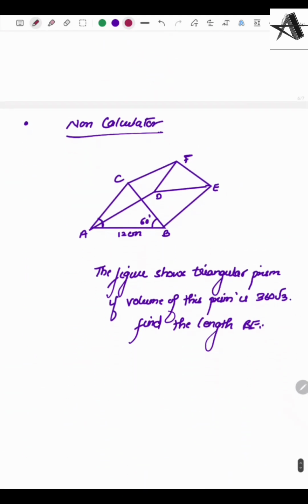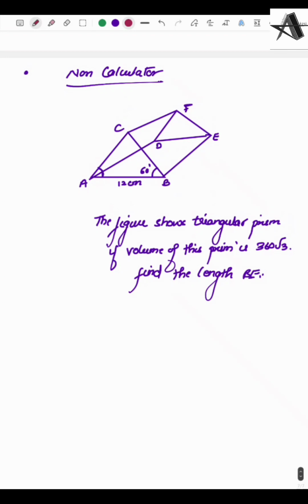Moving on to the next one. Here it's specifically mentioned that it's a non-calculator question. Paper 1 is a non-calculator paper and paper 2 and paper 3 are calculator papers. But because this is a miscellaneous one, it's specifically mentioned that it's a non-calculator question, so we need not use a calculator at all. The figure shows a triangular prism. If the volume of this prism is 360 root 3, find the length of BE. I have to find BE, going in reverse order.